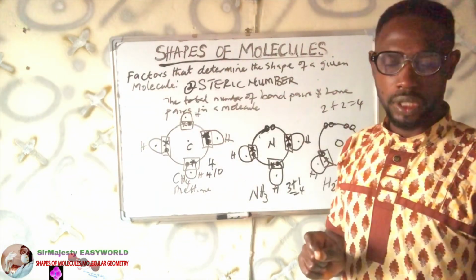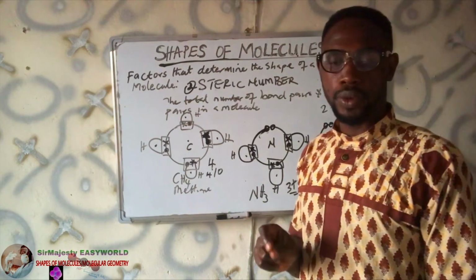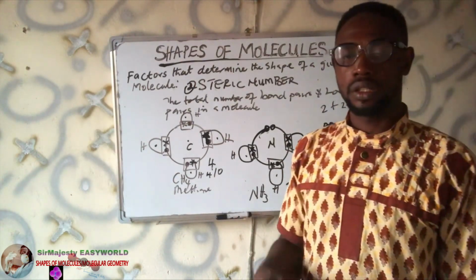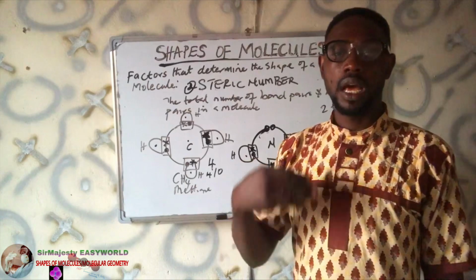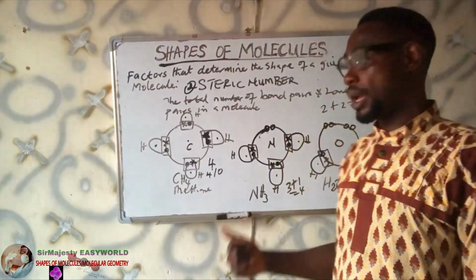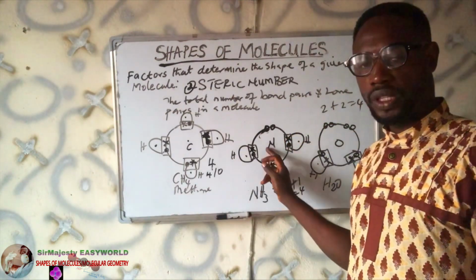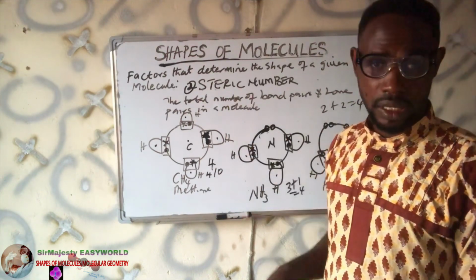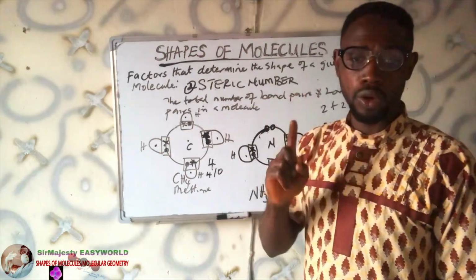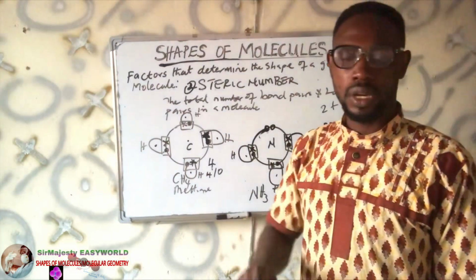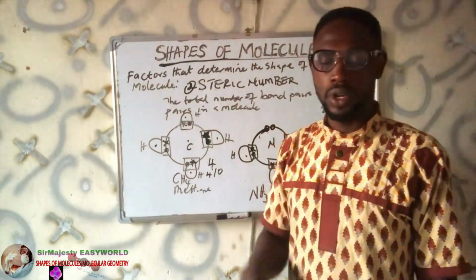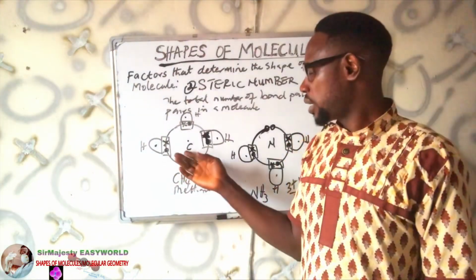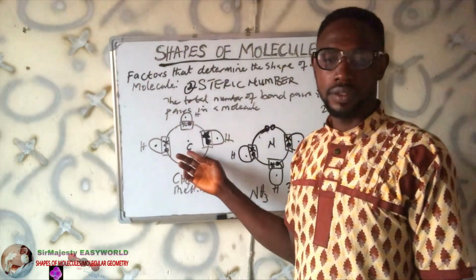But in ammonia, we have 3 bond pairs and 1 lone pair. If the steric number is 4, composed of 3 bond pairs and 1 lone pair, the shape of that molecule is nothing but trigonal pyramidal. So trigonal pyramidal is the shape of ammonia. This is applicable to any other molecule you will meet. If you have 3 bond pairs and 1 lone pair, the shape must be trigonal pyramidal, and the bond angle automatically is 107 degrees. But the bond angle in methane is 109.5 degrees.